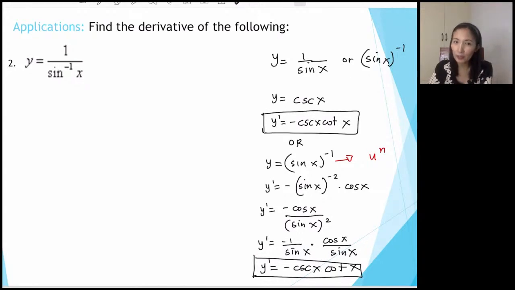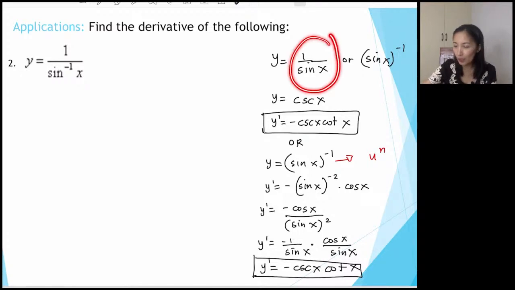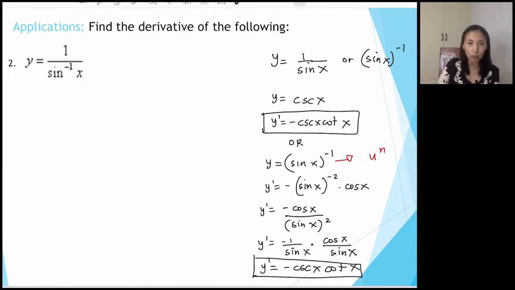So this is how important your previous math subjects are. You have to be very skillful at simplifying. You should know very well your trigonometric functions. So going back to the given, 1 over sine x, we expressed it as sine x raised to negative 1. So, for number 2, how shall we do it?